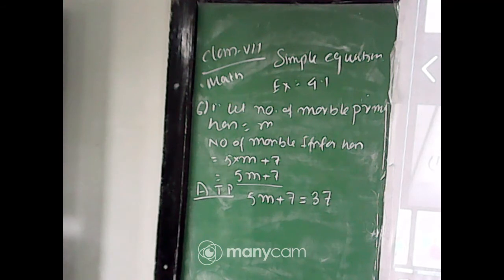No, with Hasibul, the first question is not correct. Why is it 6M plus 7? It is given that he has 7 more marbles than 5 times of the marbles that Parmit has. So why M plus 5M plus 7?